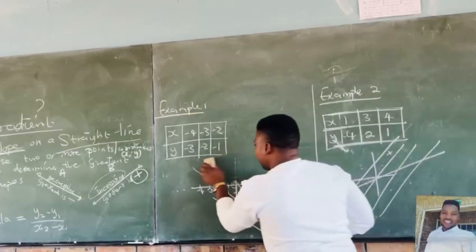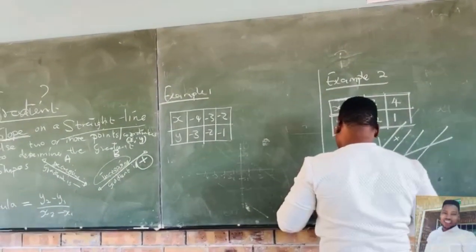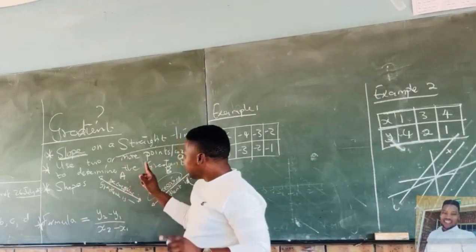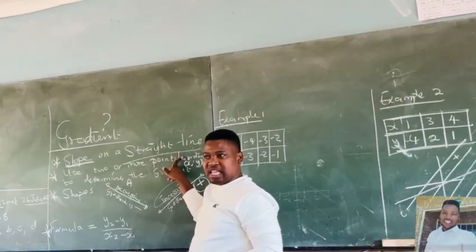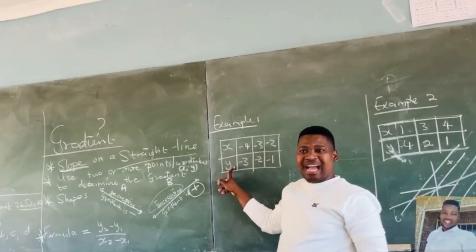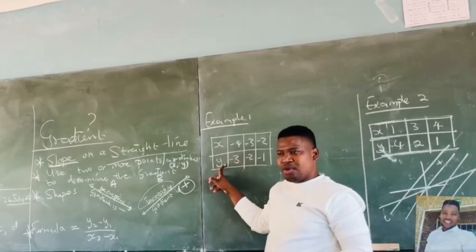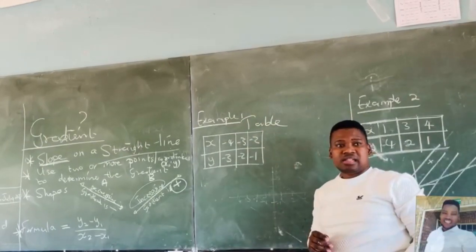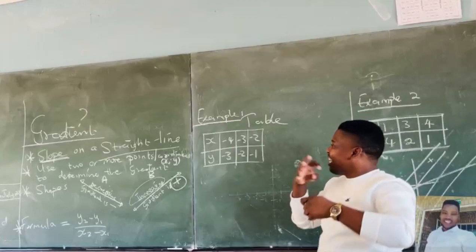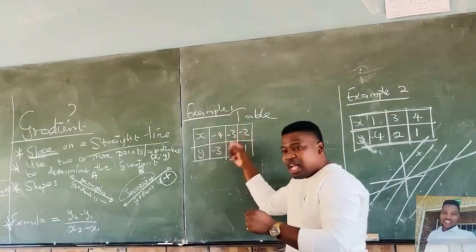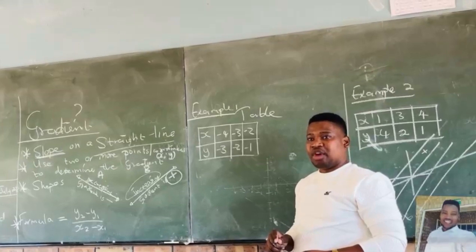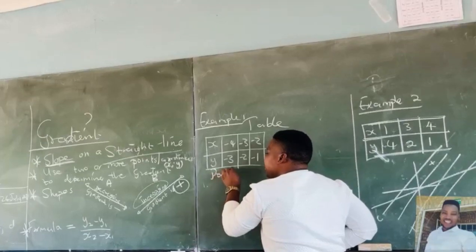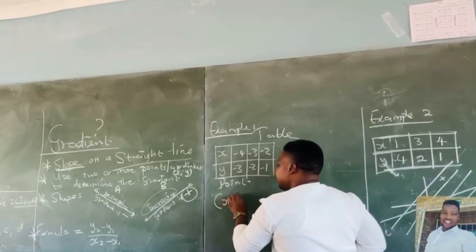Remember here I have given you two examples. The first example is in the form of a table. Remember they said when we find the gradient we must use two or more points. Do we have points here? We don't have points, but we have a table. My question is, can we take out the points, the coordinates, from this table? Yes, we can, because it's made up of the x and the y, and a point is made up of x and y.